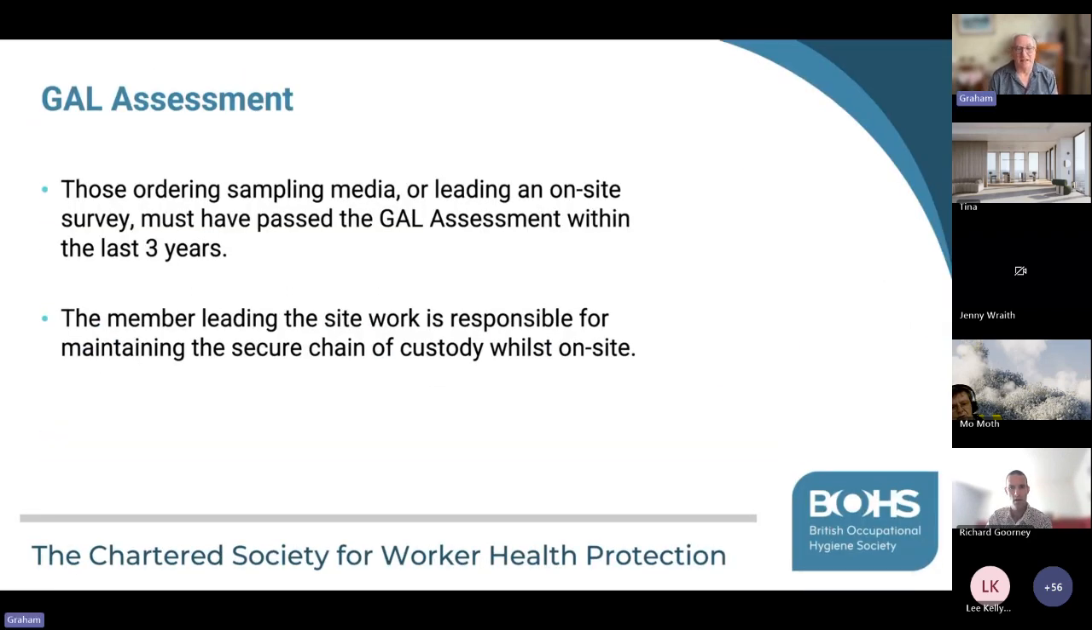Those ordering the sampling media or leading the on-site survey must have passed the GAL assessment within the last 3 years. The GAL assessment is the online question system that allows us to check that those ordering the sampling media understand the basic requirements of the SOP. If you attempt to order media without having had a GAL assessment within the last 3 years, the laboratory would refuse to supply you with those sampling media as they will check with a membership department prior to issuing the media through the post to you. The member leading the on-site work is the one that's responsible for maintaining the secure chain of custody while on site.